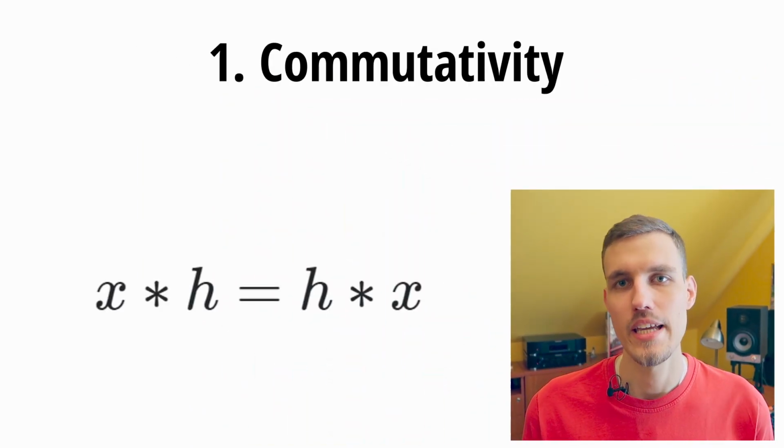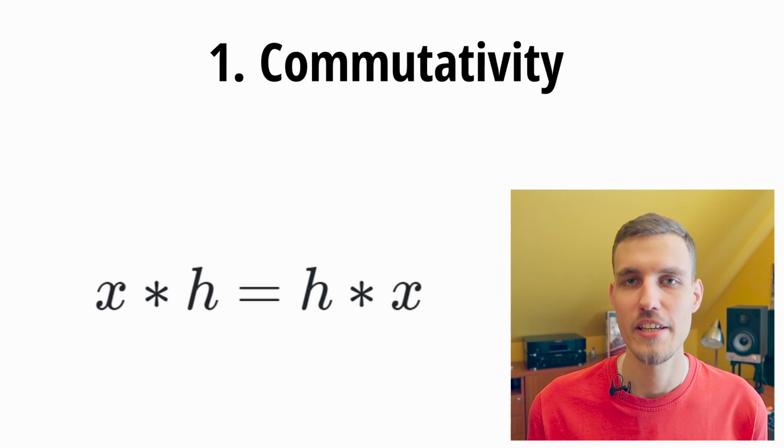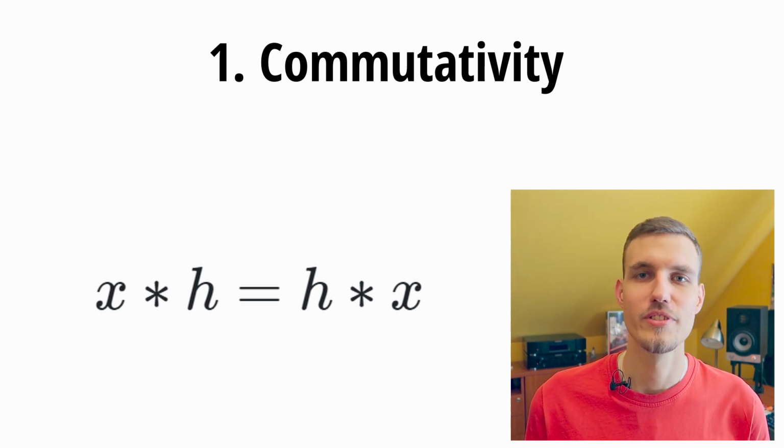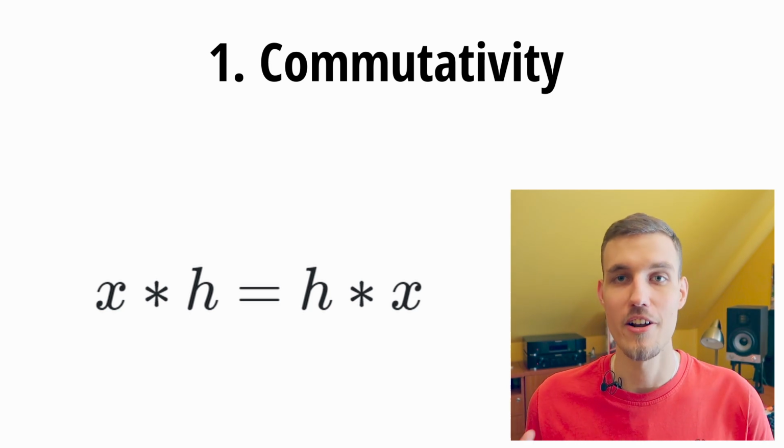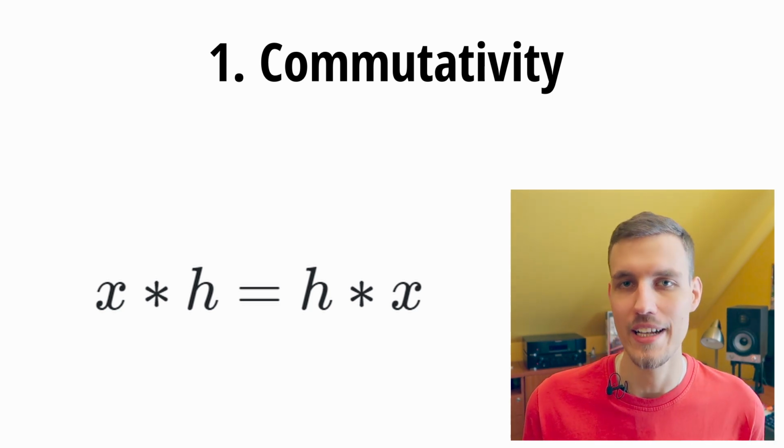The first one is commutativity. It means that we can arbitrarily flip the order of the operation of convolutions being applied. So x star h is equal to h star x.